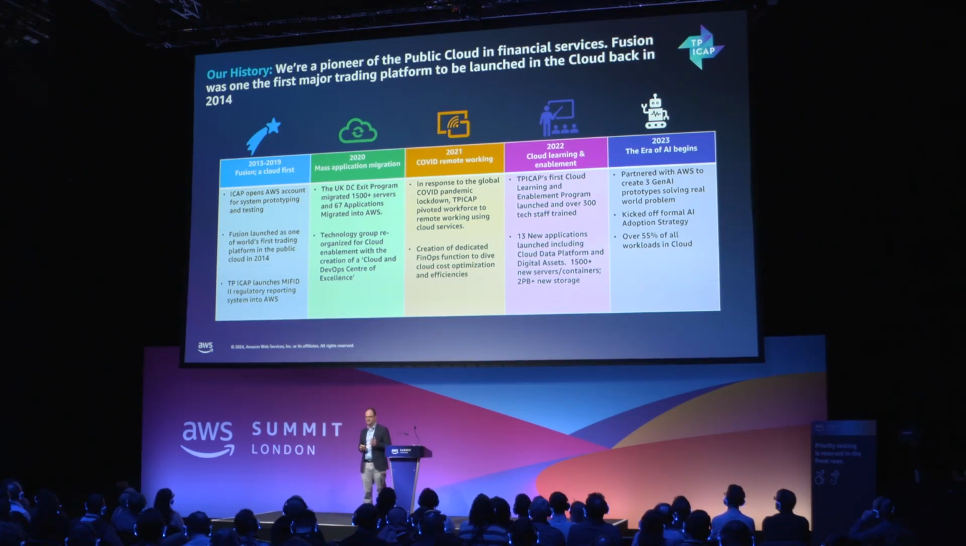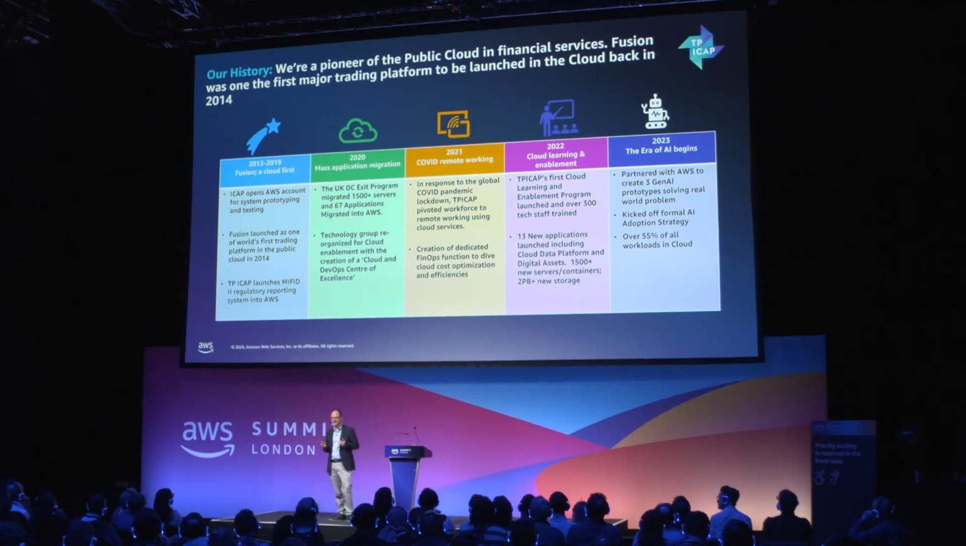Since then, we've been steadily migrating workloads into the cloud, often using data center exits as a kind of catalyst for change and further migration. We've started to reorganize our technology teams around cloud and DevOps, and more recently, we've created a dedicated FinOps function to help us with cost optimization and efficiency. So, taking us to the beginning of last year, we were about 55% of all of our workloads in the cloud. And actually, this has been an invaluable place to start as we enter the Gen AI journey, as we've been able to move straight away into creating value and bypass a lot of the traditional steps in standing up infrastructure.